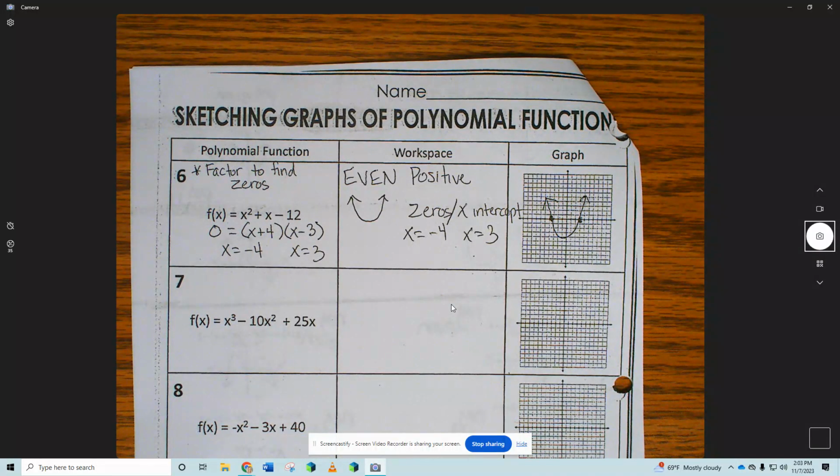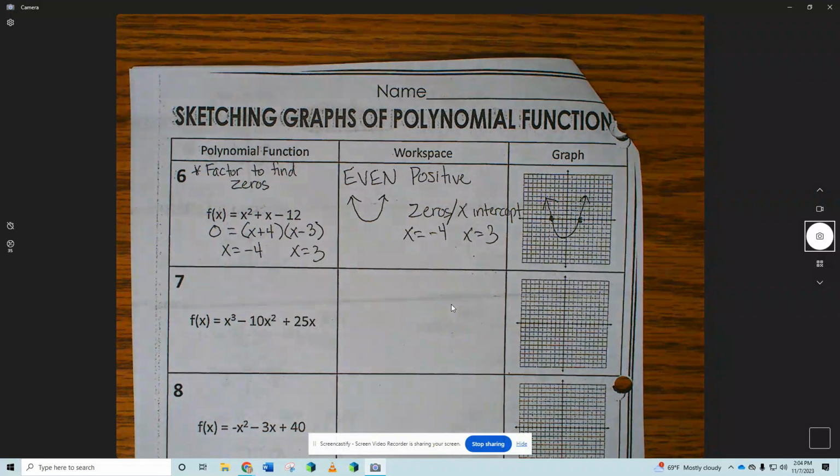So instead of f of x, I could write 0 equals. It's interchangeable. You can do that. I factored. I got my 2 parentheses. And then, is this true? You can do this, right? We did this last year. X equals -4 and x equals +3. And look, I plotted it. X equals -4, x equals +3. So that's where the x-intercepts will be.